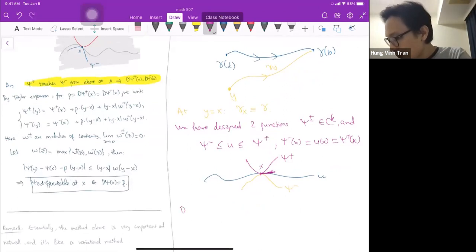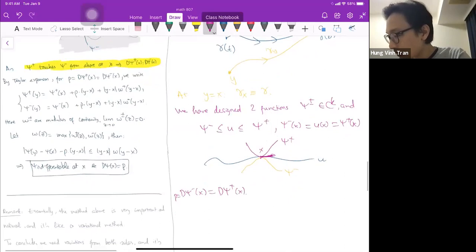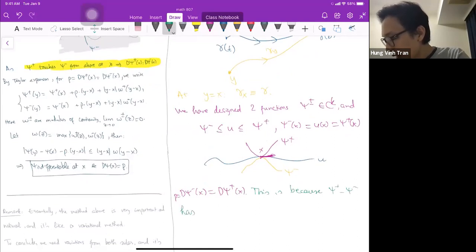Or if you want to write out a proof, you can say that p equals dc minus of x equals dc plus of x, right? If you want an actual proof, you can see that, again, c plus minus c minus has a minimum at x, right?